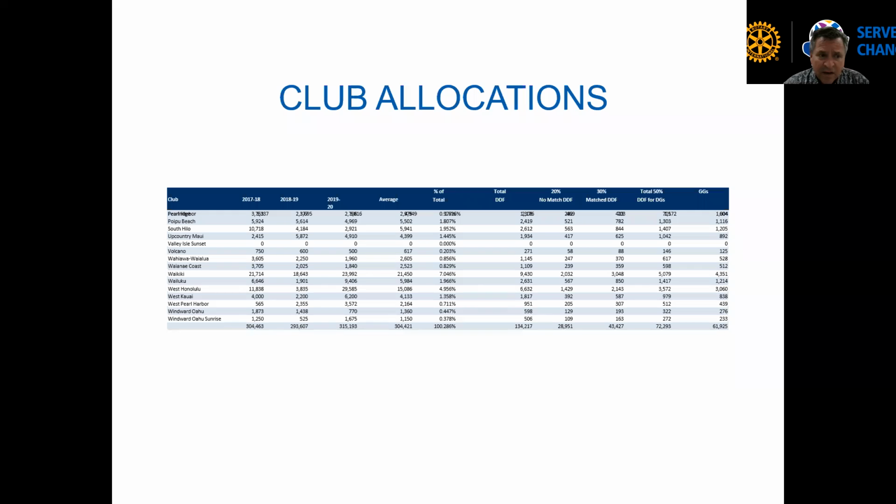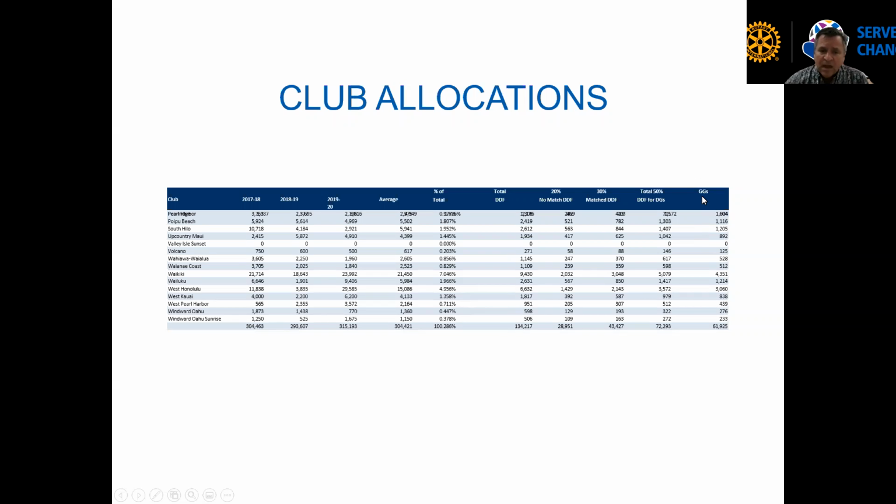So you see on the left-hand side, the club, the average is about 4 columns in over the 3 years prior, the percentage of the total. Then you start getting into what can be a little blurry numbers, but the total DDF, the no match DDF, meaning district designated funds, the matched portion, and then the global grant on the very far right-hand side.